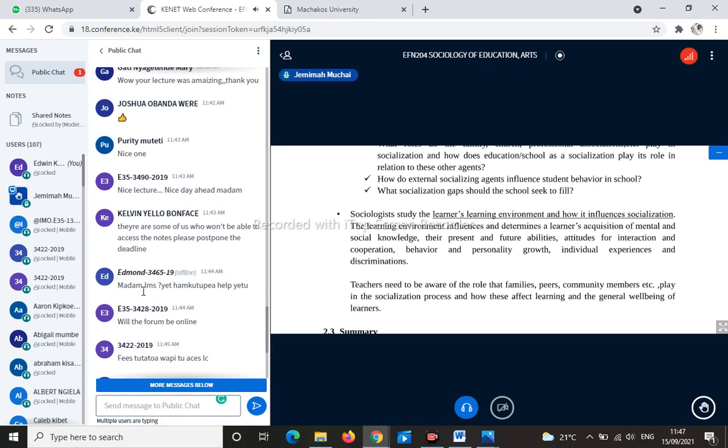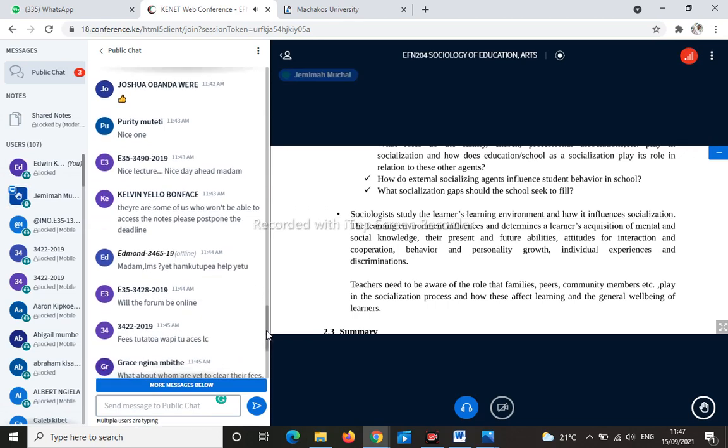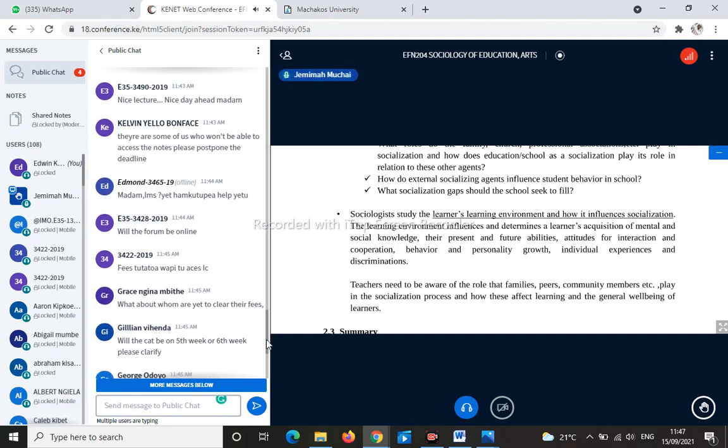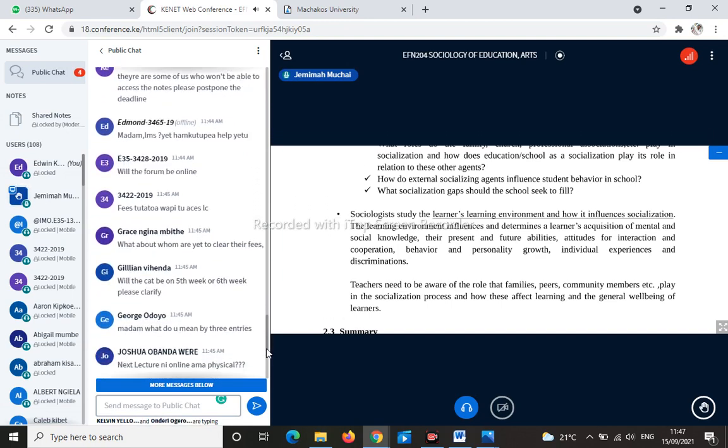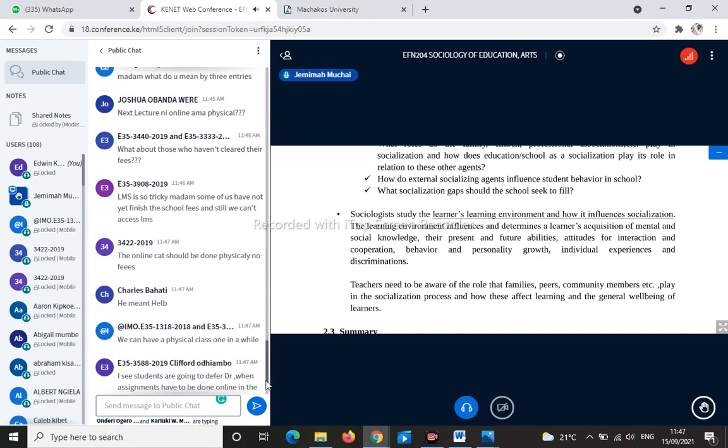The forum is on the LMS. The discussion forum has to be done on the LMS. There is a question on the LMS. You read about it, then you make a comment on the forum. You just click the forum and then you comment at least 3 times in that forum.